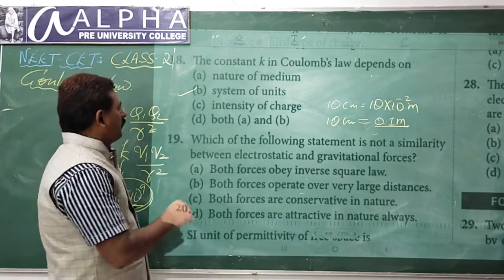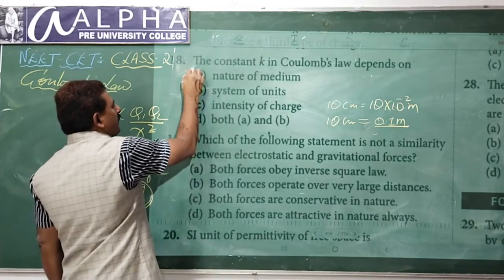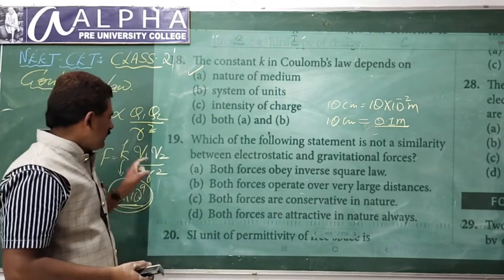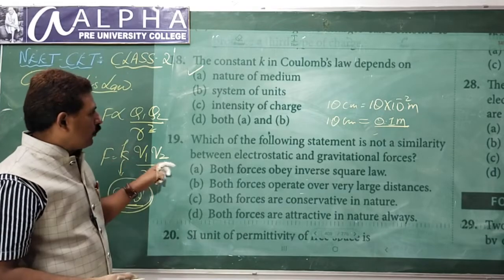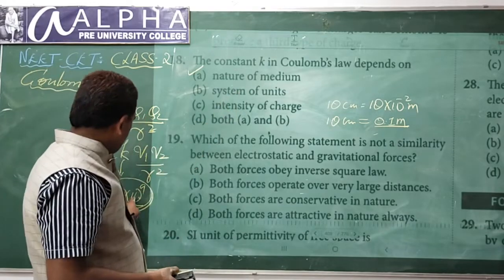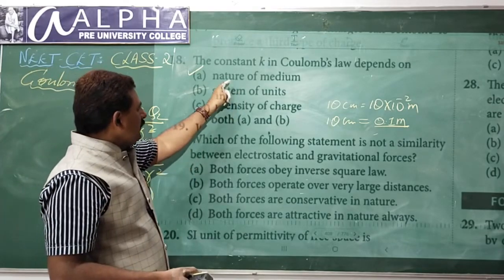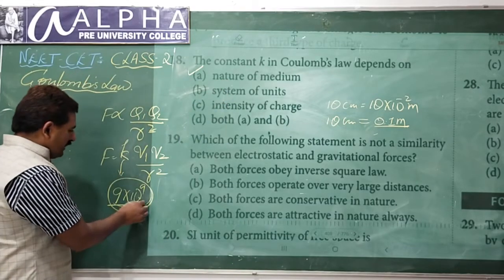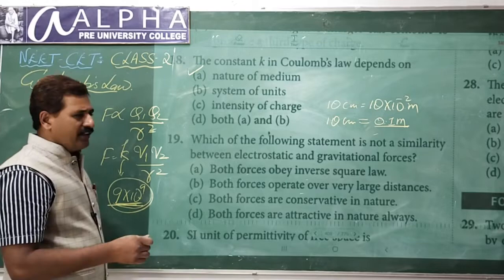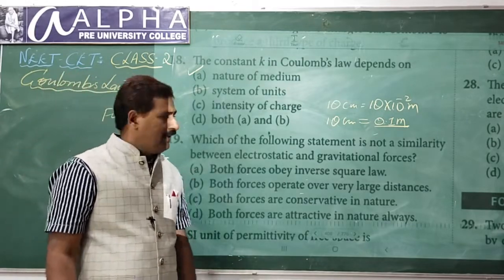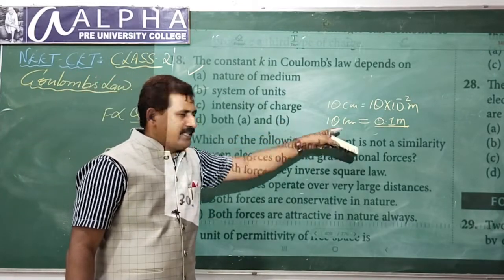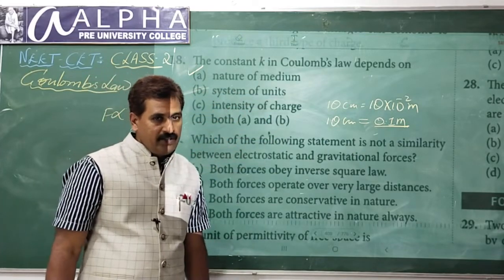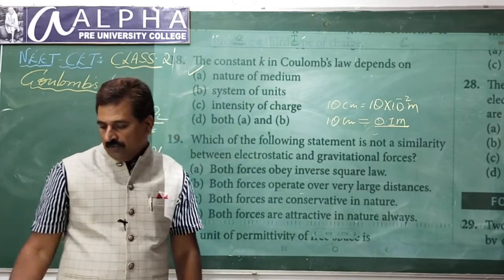That's why you can go for option A. It depends on the nature of the medium. In vacuum, you use this value. If you go to some other media, the value of K changes. But if you change the system of units, the value of K remains the same. That's the idea you have to remember. Just think of the situation. It depends on the nature of the medium. Okay. Nice. We'll move on to the next question.